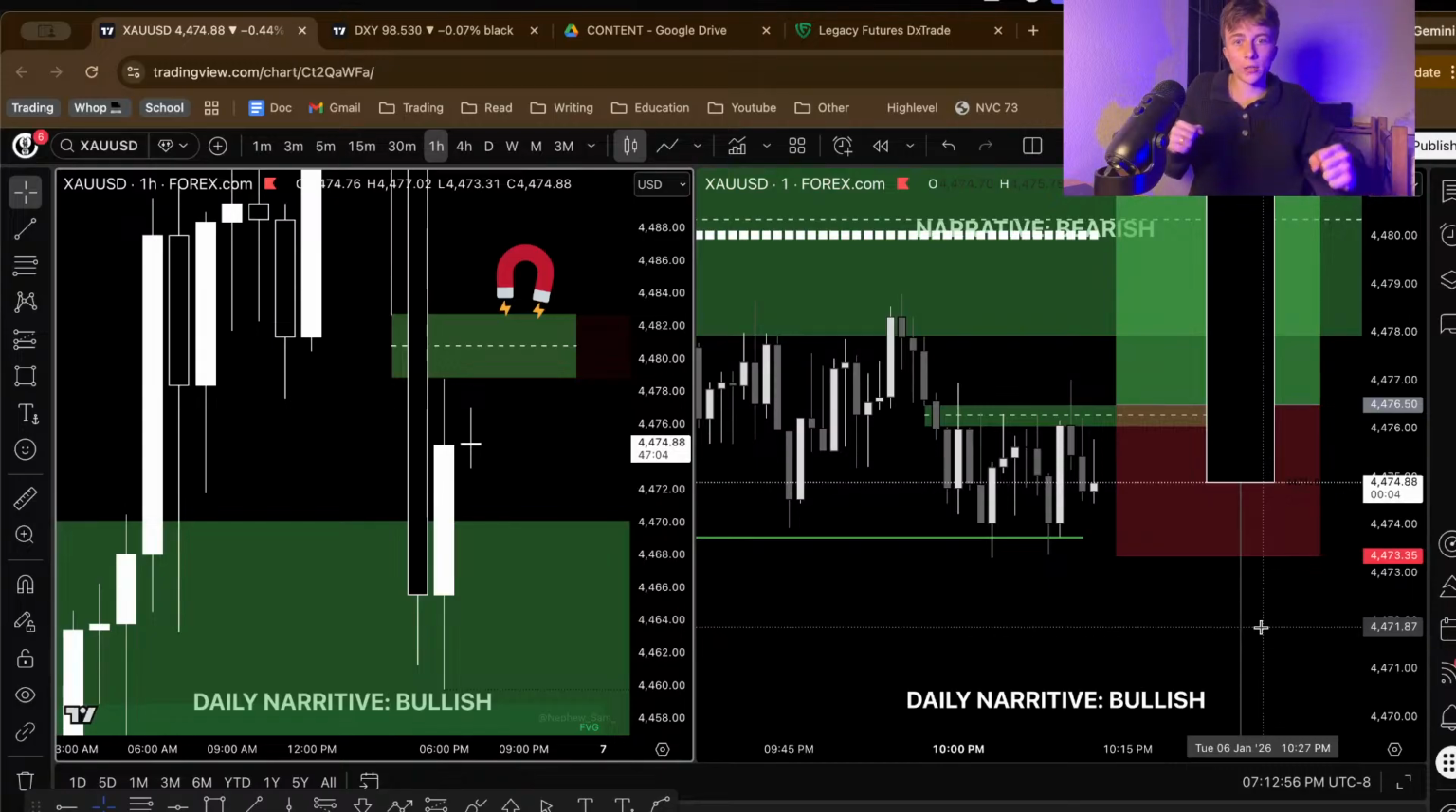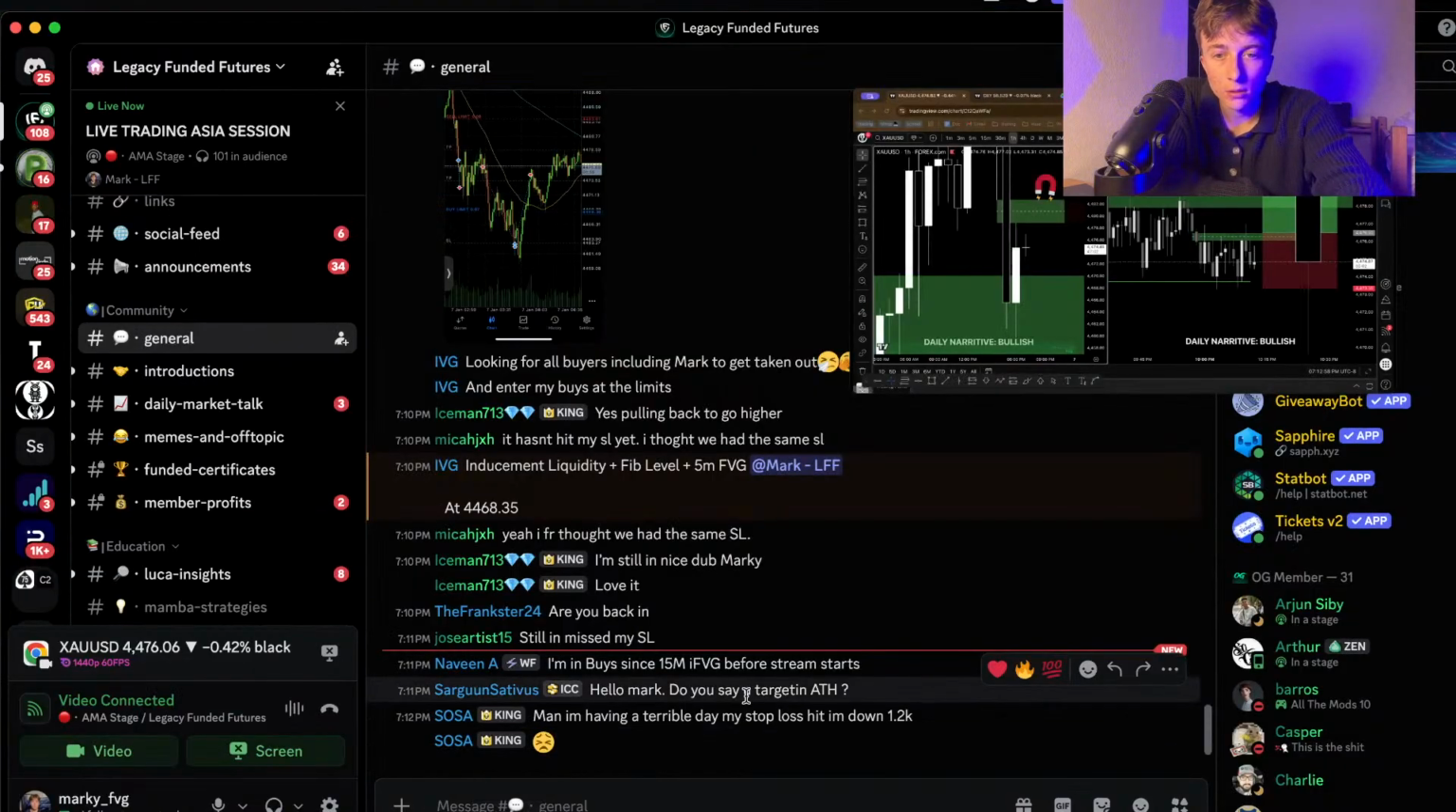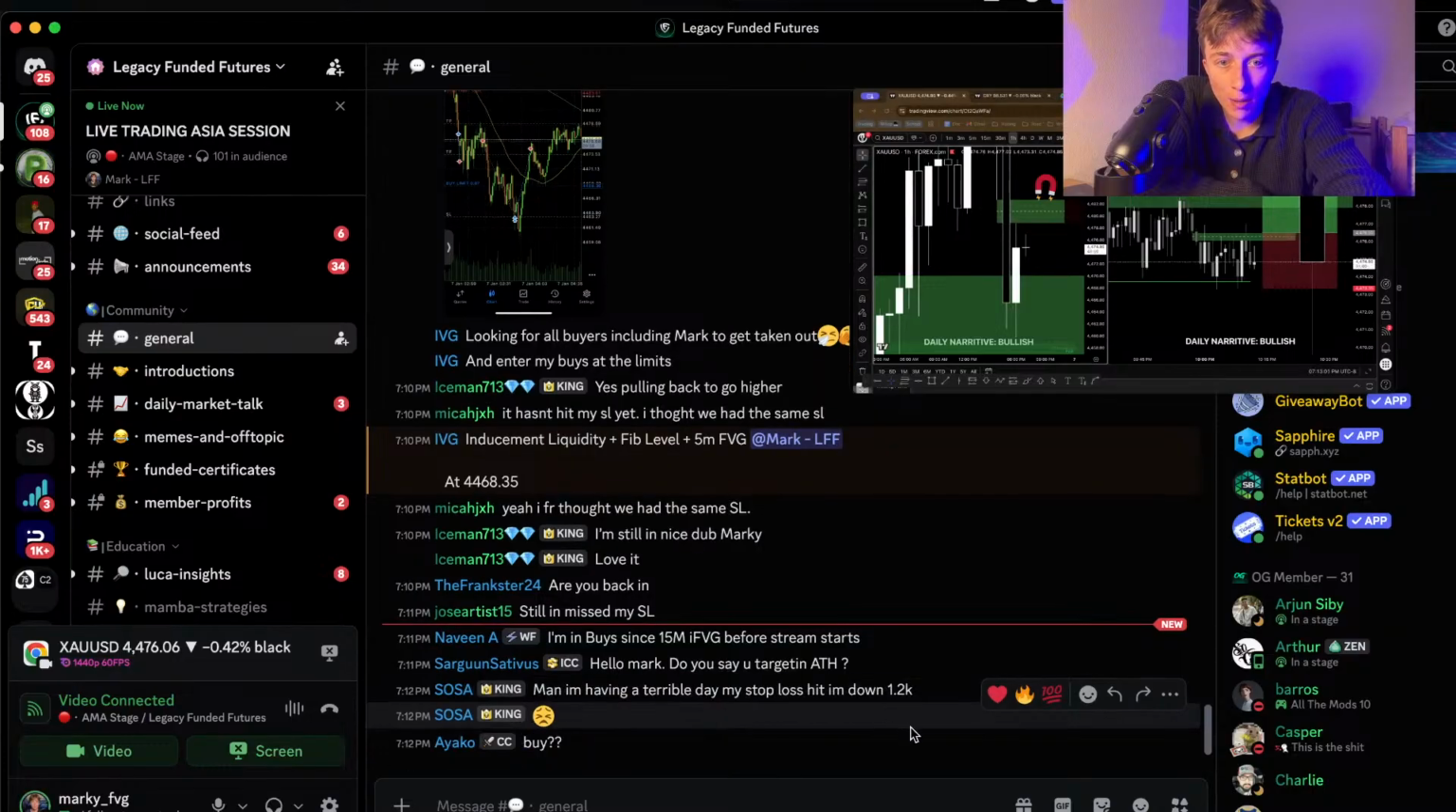Early 4 hour candle manipulation. Man, I'm having a terrible day. My stop loss hit. I'm down 1.2k just off of this trade right now.